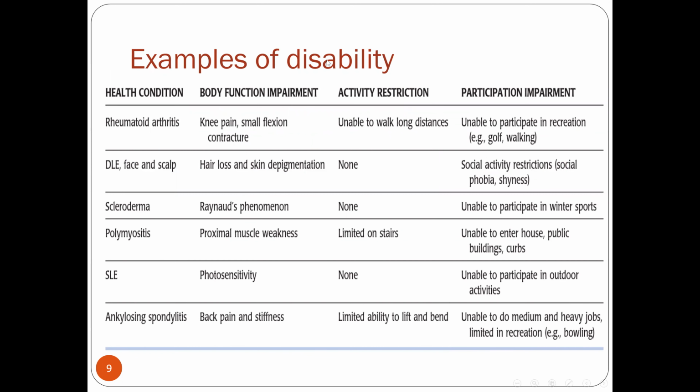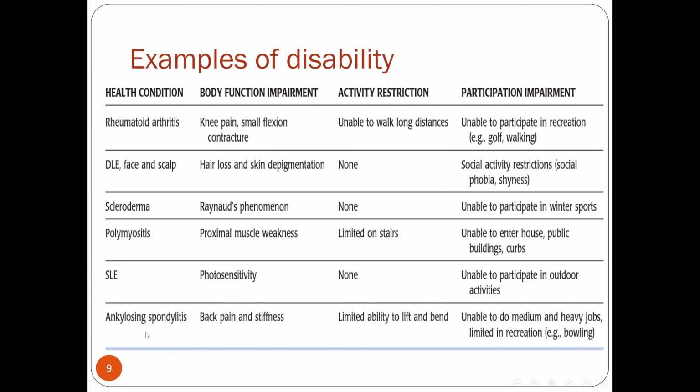Now we will have some practical examples on disability. The first one is rheumatoid arthritis. Loss of anatomy leads to knee pain, small flexion contractures. Loss of function leads to activity restriction, inability to walk for long distances. And this subsequently leads to impairment in participation, inability to participate in recreation like golf playing or walking.